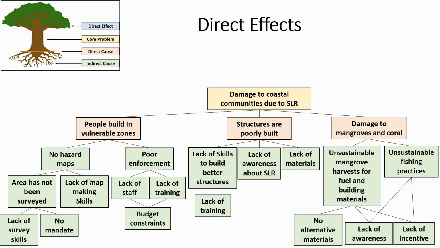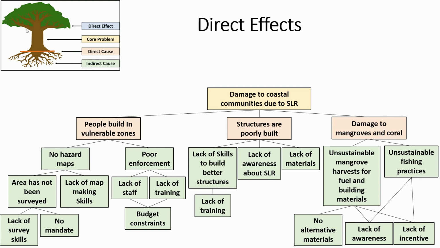Okay, so now we've got the roots laid out for our problem tree. We've got our direct causes and our indirect causes down here, and we've tested our logic. We know that if we have a lack of training, we're going to have a lack of skills to build better structures. And if we have a lack of skills to build better structures, then structures are going to be poorly built. That makes sense. And if structures are poorly built, when there's sea level rise, we'll probably have damage to coastal communities. So that's the roots of our problem tree, as you can see from the cartoon over here.